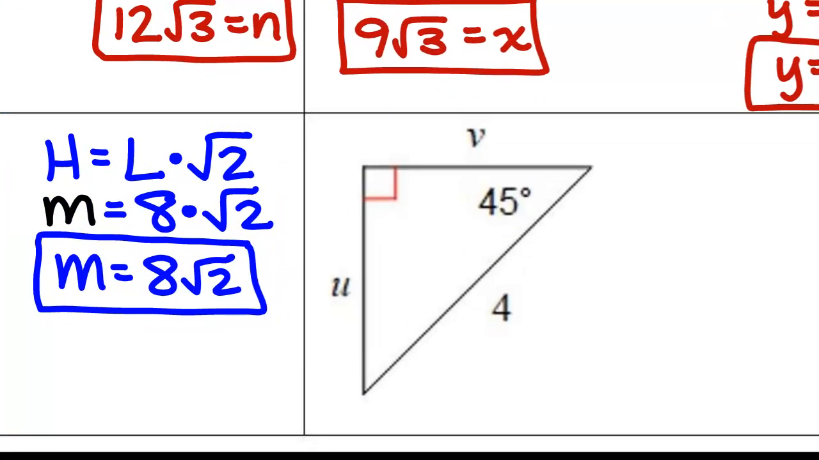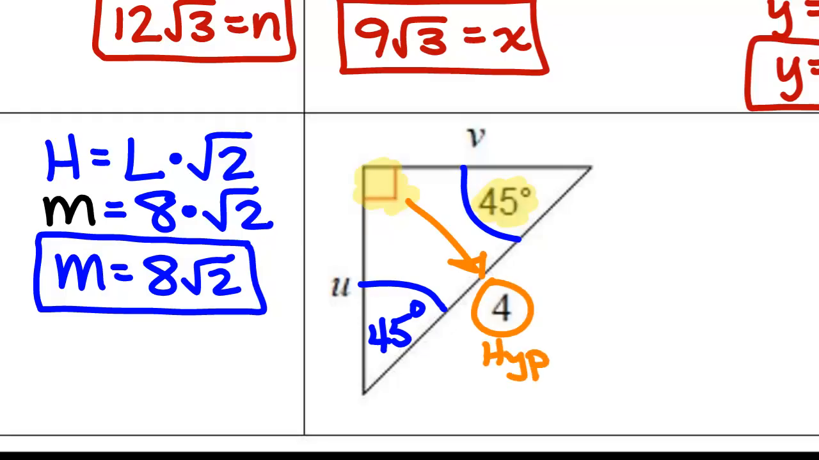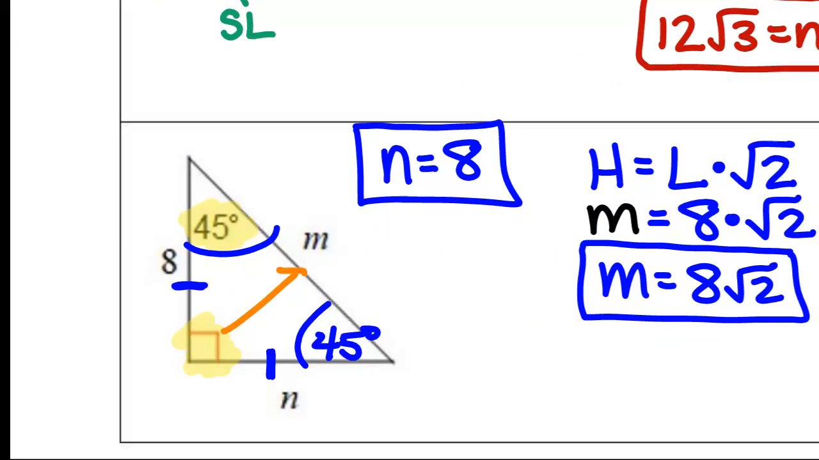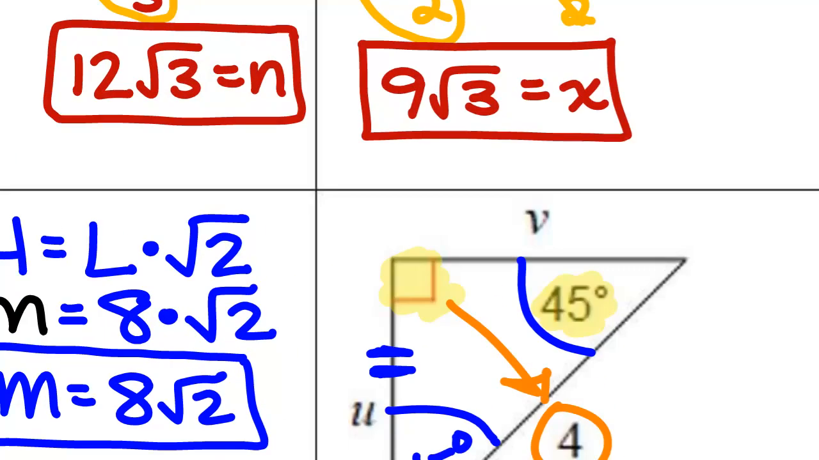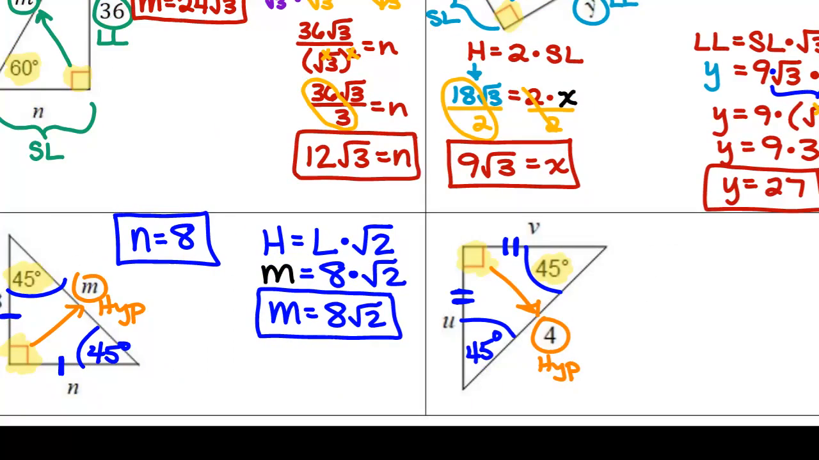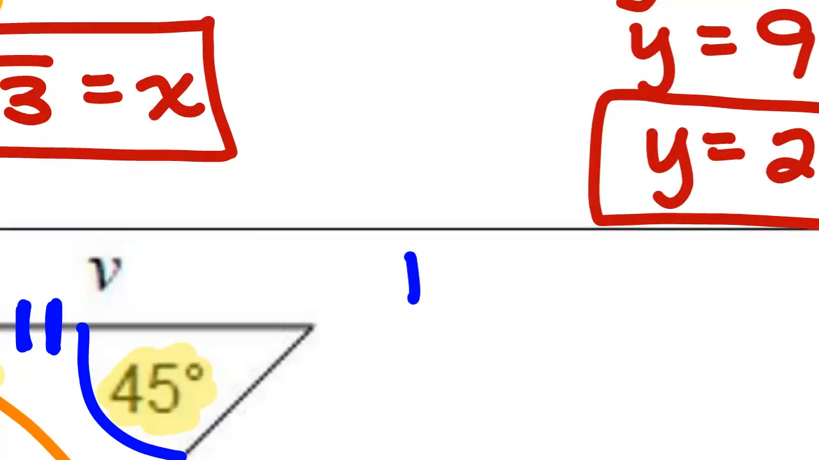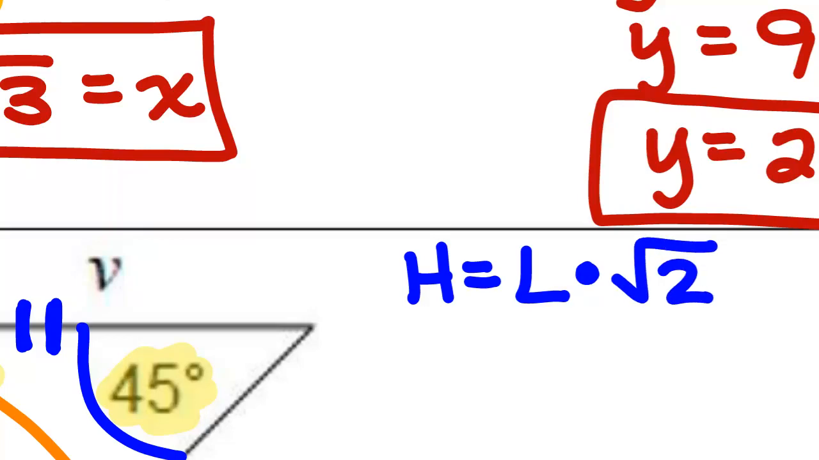Similar kind of triangle over here on the very last one. We have a 90-degree angle here and a 45-degree angle here, which means this other angle is also 45 degrees. The 4 is my hypotenuse because it is opposite that right angle, just like M was over here. And so that means that U and V are my legs, and they are congruent. So hypotenuse equals leg times radical 2.